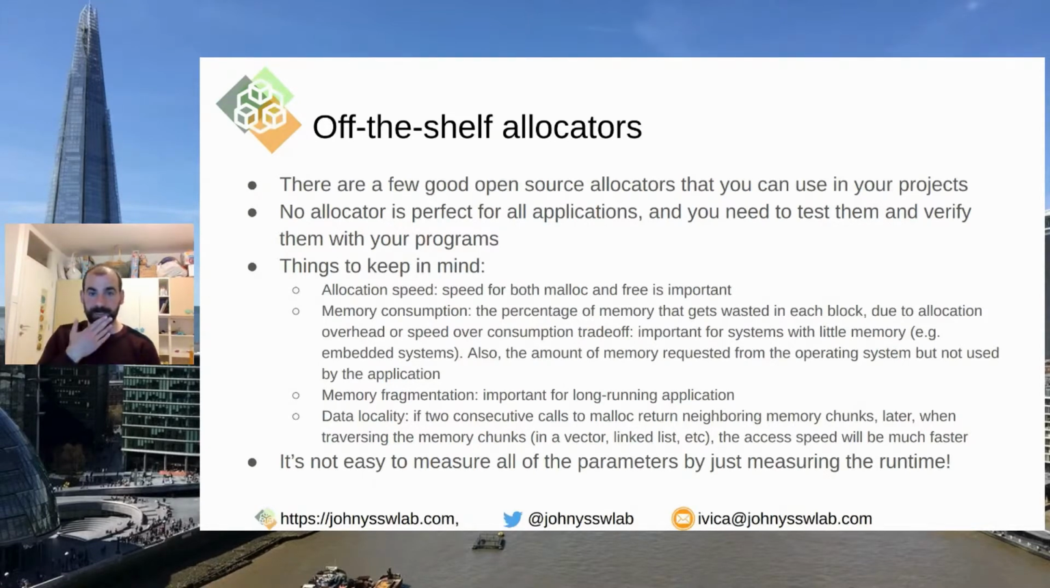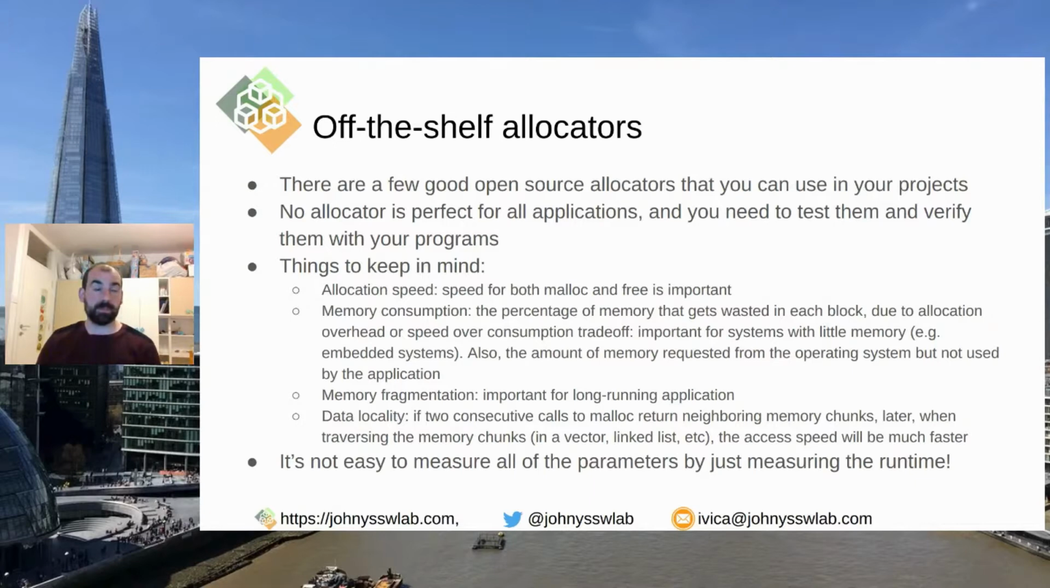First is allocation speed, which is the speed for both malloc and free. You need to measure the allocation speed. Second is memory consumption. Your program might be super fast, but if it consumes 5 times more memory, that might be a problem. Some memory gets wasted in each block due to allocation overhead. Every block has some block metadata that you don't see, but it is written somewhere, and this uses memory. This is important if your system has little memory, for example, an embedded system.